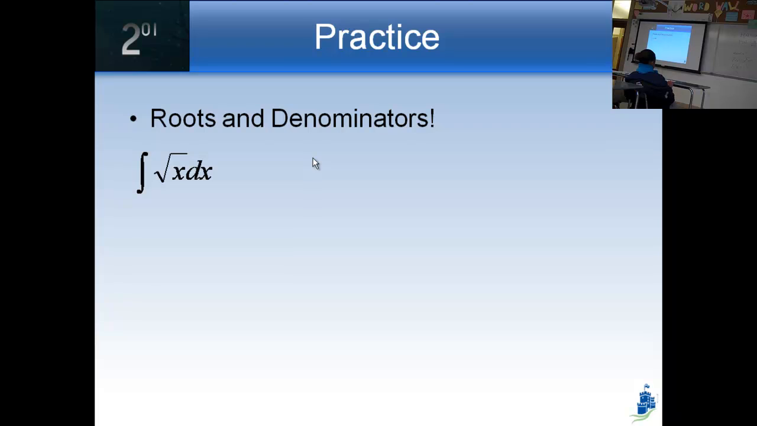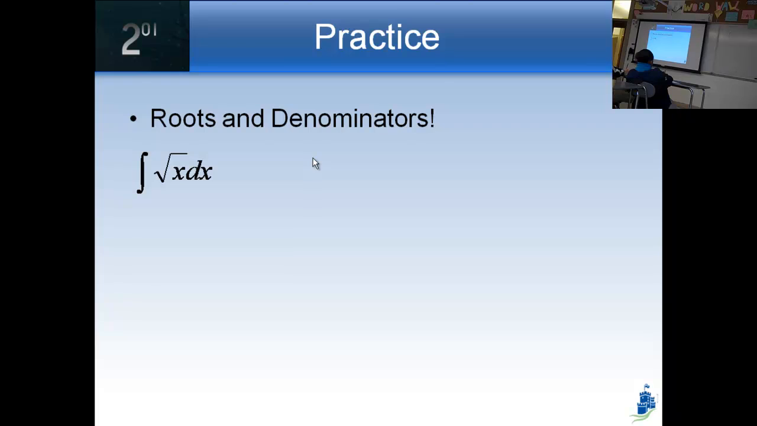All right, last one. Let's do this one together. This is the very last little thing we're going to do, and then I'll give you the homework. The integral, it's on the board. The integral of root x dx. Write this down.